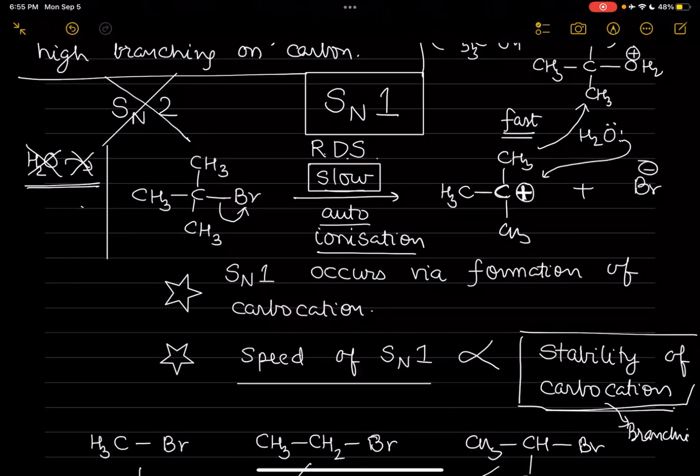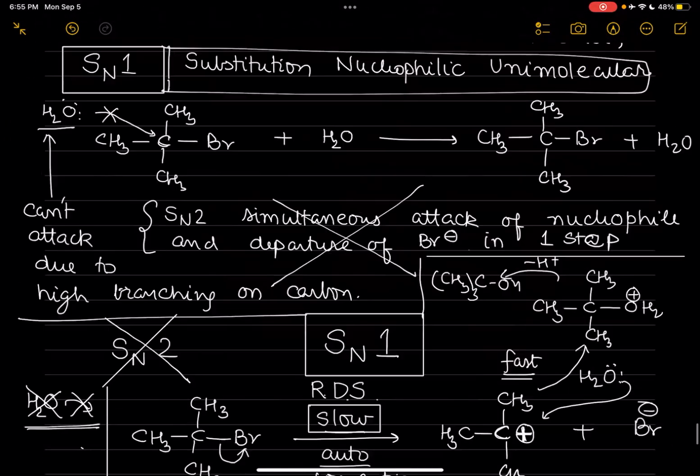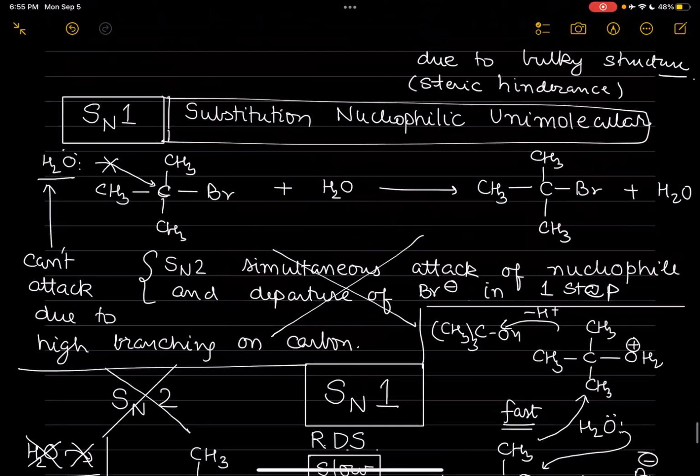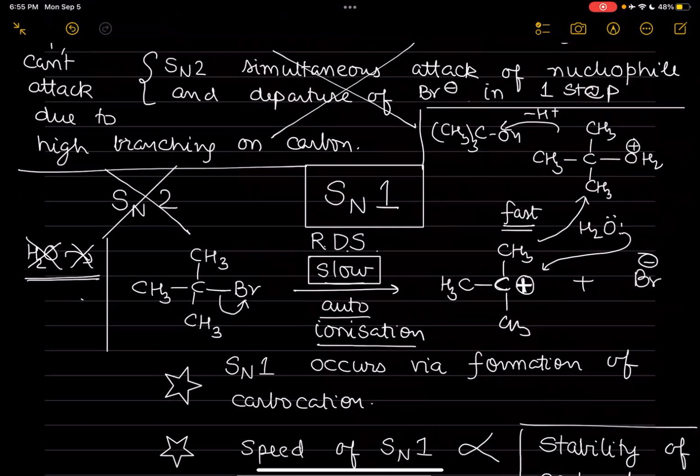And this is called SN1, which means substitution nucleophilic unimolecular. Though in the overall reaction there are 2 molecules, you can see there are 2 molecules. But then why am I calling it unimolecular? It is because in the main crucial step, in the most crucial step, there is only 1 molecule. And that molecule is the substrate molecule.